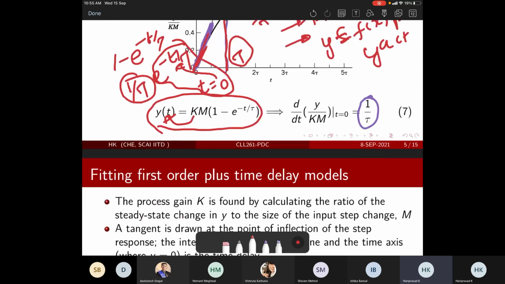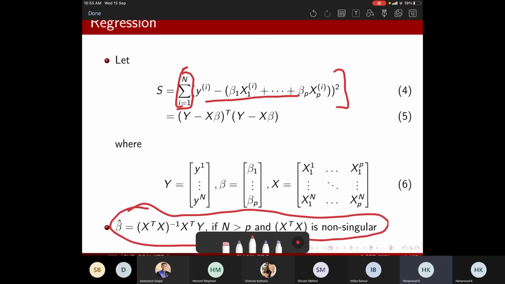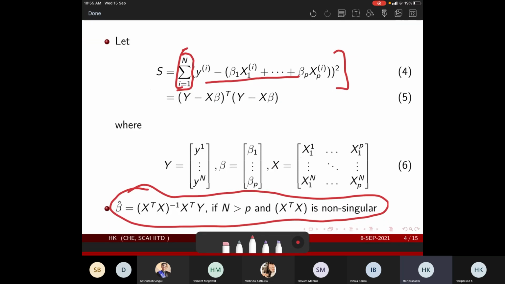Of course, barring the first order, if you just look at the regression, there is no physics coming in. It is just fully based on the data. You are figuring out the model parameters that give the minimum error, which is your sum of y minus y actual squared, which is again written as a matrix.